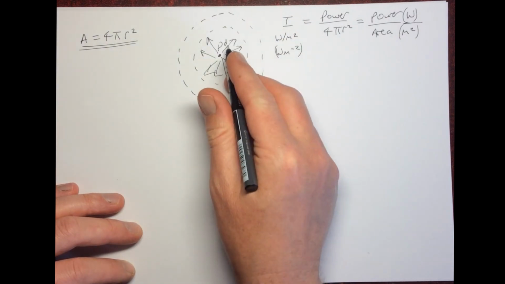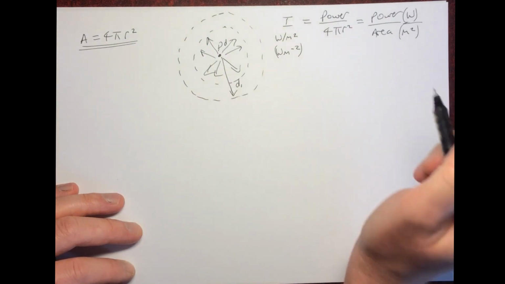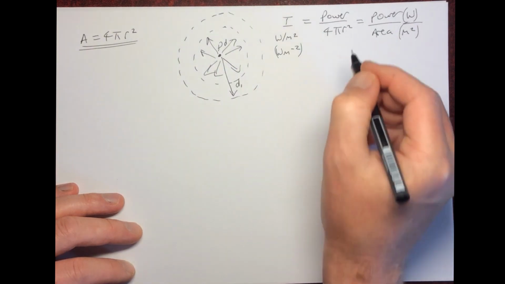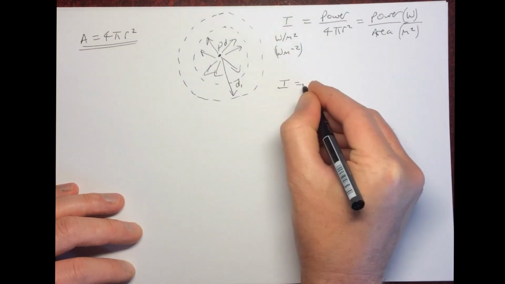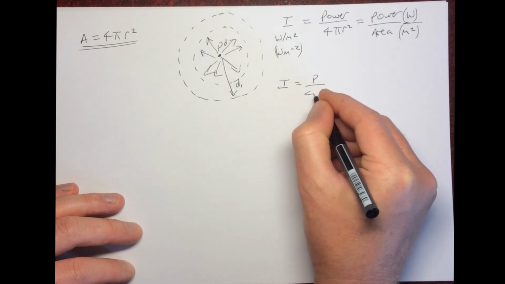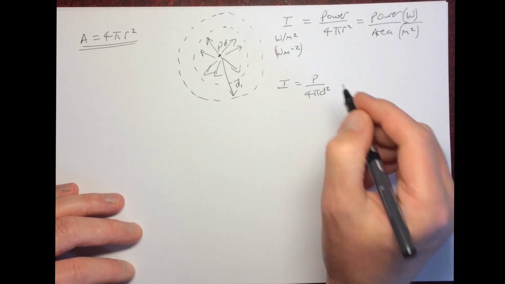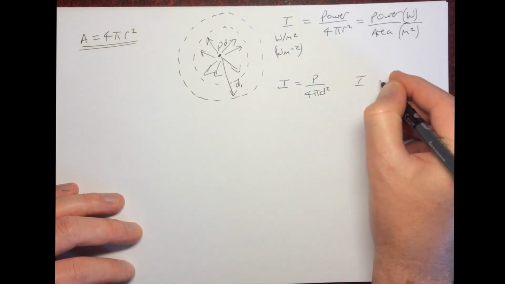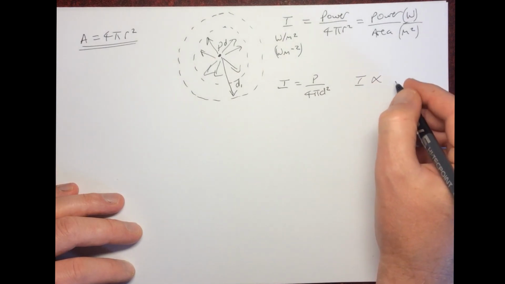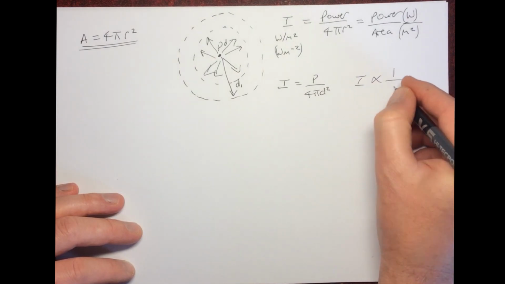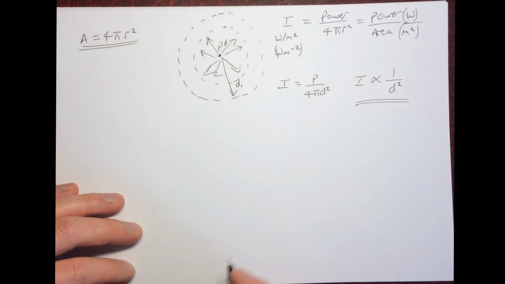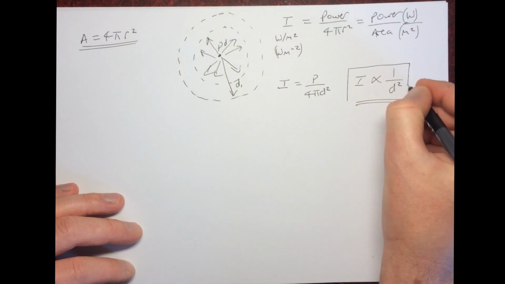Notice we've used D for distance, but in the usual equation for the area of a sphere we use R, so we can rewrite this equation: I equals the power of the source divided by 4 pi D squared. What this tells us is that the intensity is directly proportional to 1 over the distance squared. The intensity of radiation from a gamma source is directly proportional to 1 over the distance squared. This is an inverse square law.